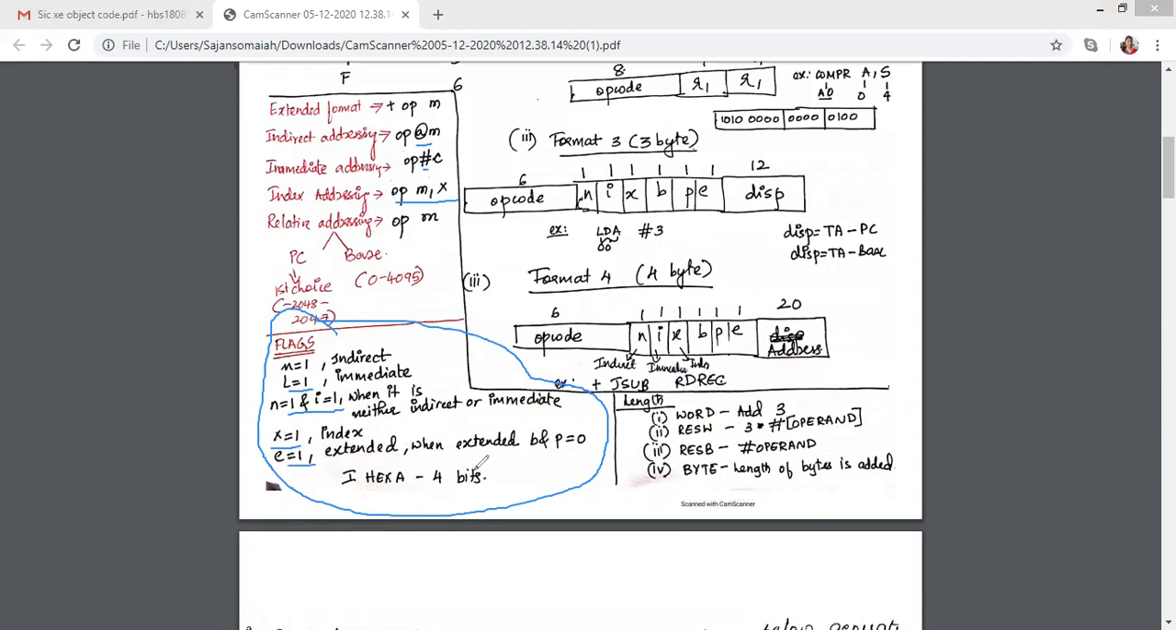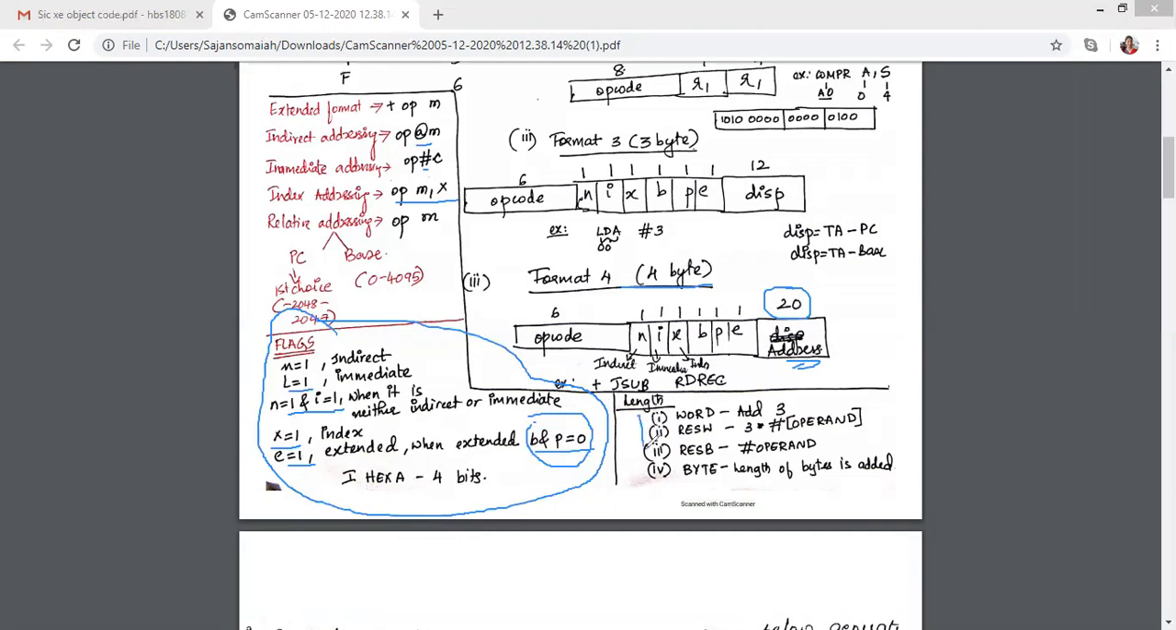And when you set e to 1, b and p are set to 0, because if e is set to 1, it means it is format 4, right? And look at the address. It is 20 bits, which is sufficient to store any address. So you don't require base relative addressing nor program counter relative addressing. The target address is nothing but the address itself here, right? So when you have a plus in the instruction, it means it is extended format where e is set to 1. You don't have to set b and p. They will be set to 0.